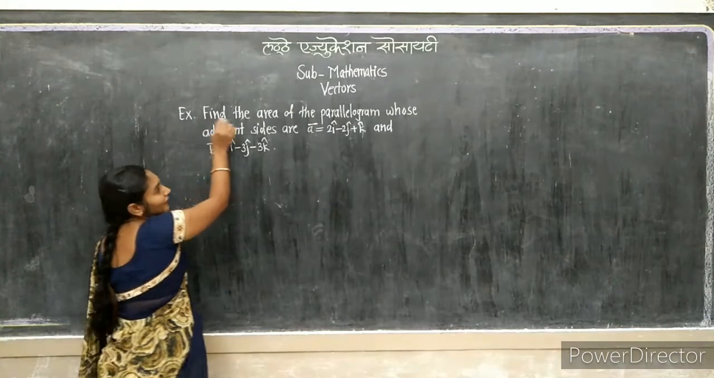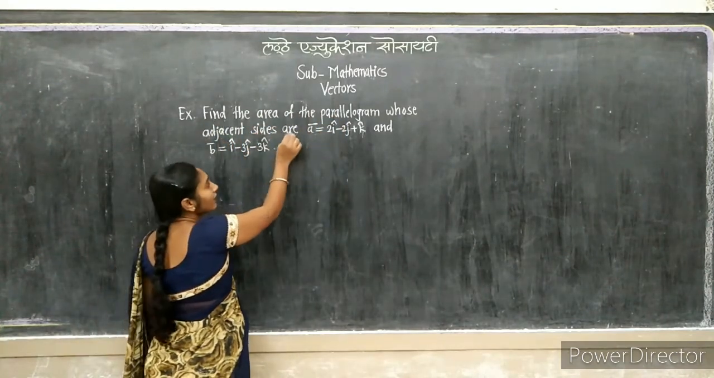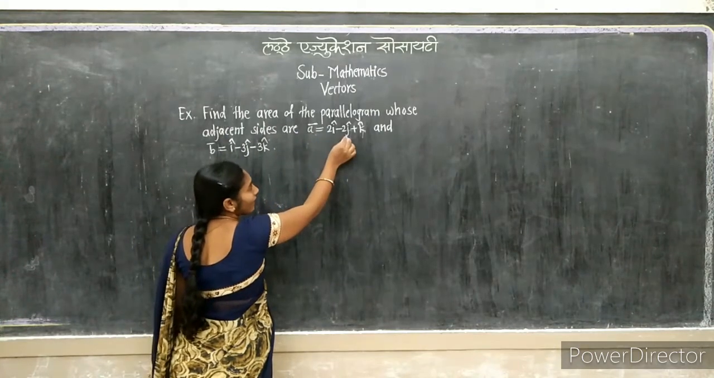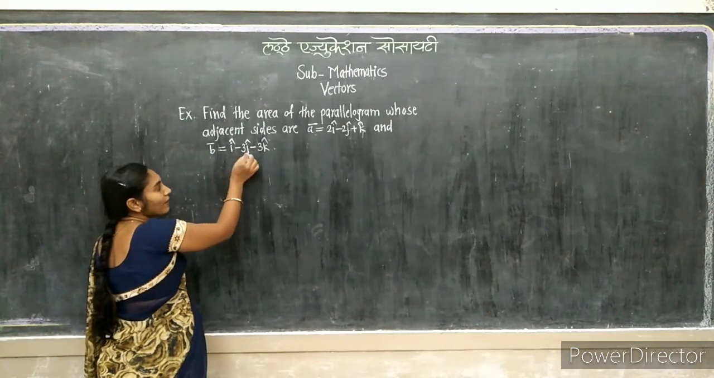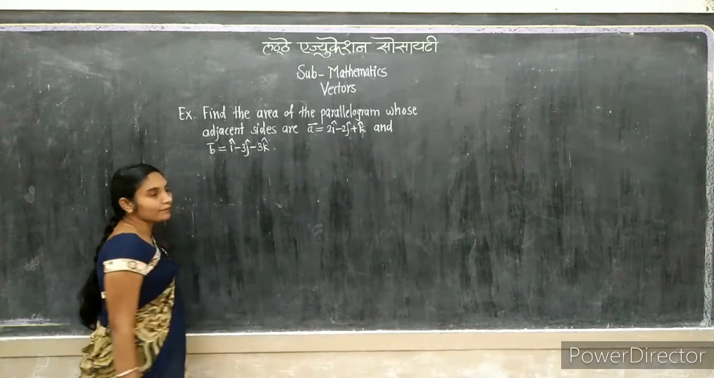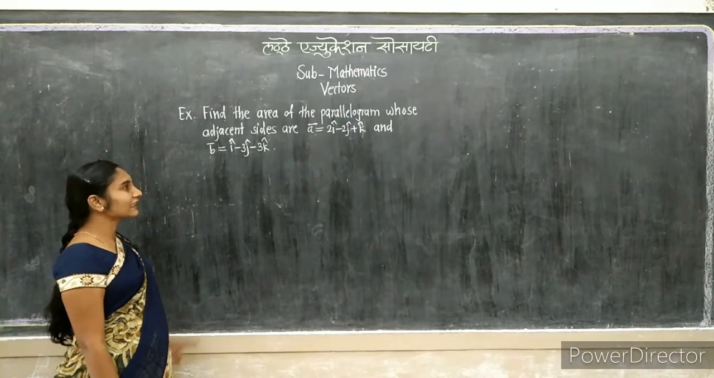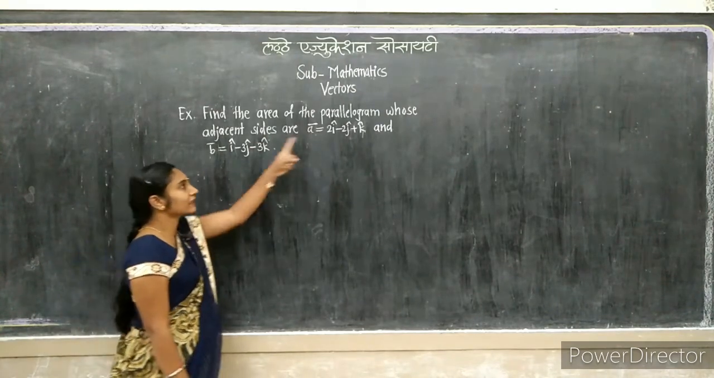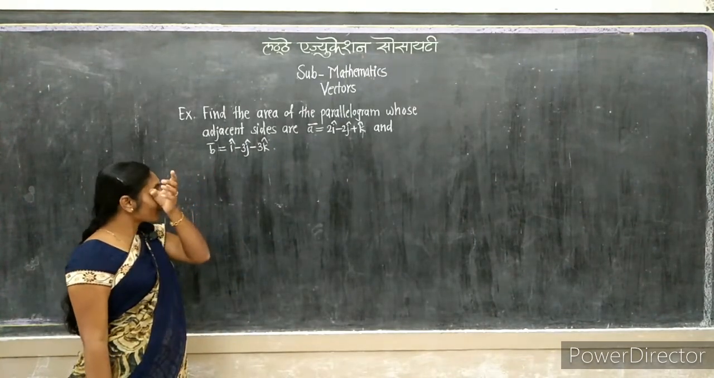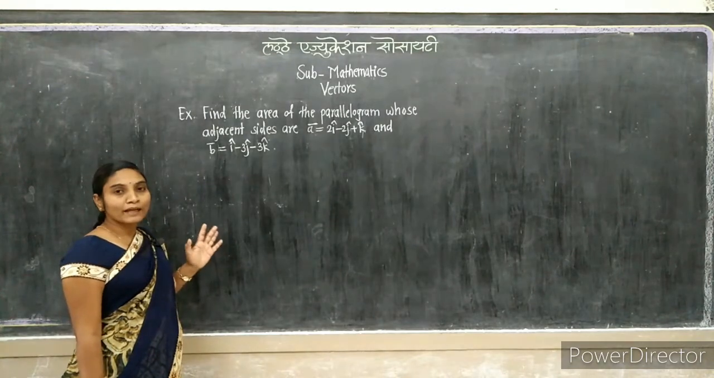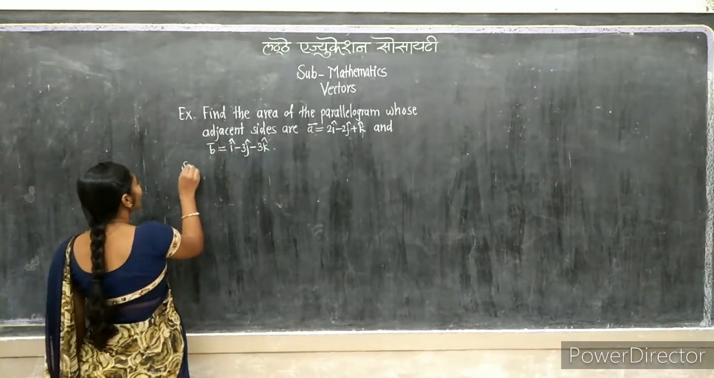Next example. Find the area of the parallelogram whose adjacent sides are a bar is equal to 2i cap minus 2j cap plus k cap and b bar is equal to i cap minus 3j cap minus 3k cap. Here we have to find the area of the parallelogram. For that, two adjacent sides, that is vectors a bar and b bar, are given, and to find the area of the parallelogram, that is the magnitude of a bar cross b bar, we have to find out. Okay. Solution.